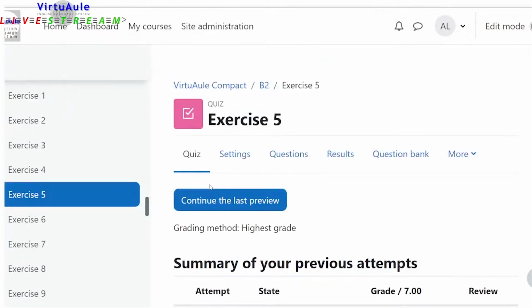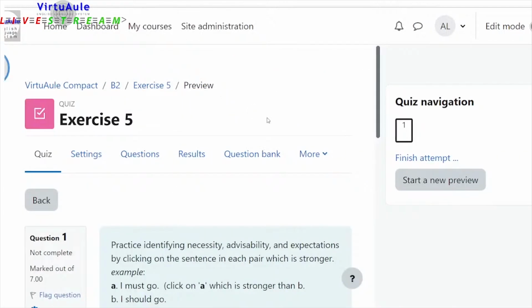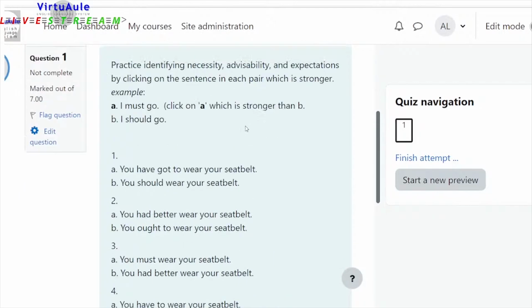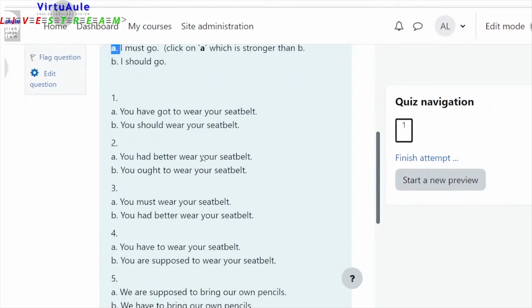If you have the enrollment, and in this one you have identifying necessity, advisability, and expectations. You click on the sentence in each pair which is stronger. So A, you have I must go. B, you have I should go. So you click on A because I must go is stronger than I should go.